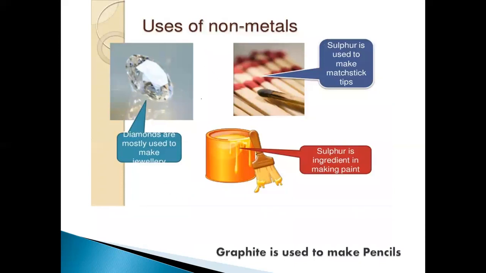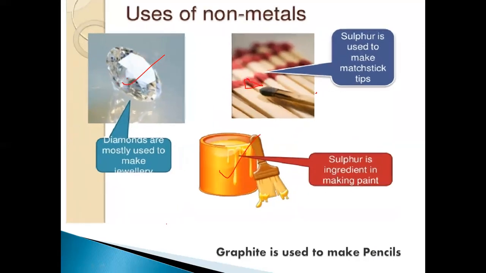If we see here some uses of non-metals, this is diamond, mostly used in jewelry and for cutting glass as well. This red one is sulfur, a coating of sulfur on the wooden stick, that is called a matchstick, and we use it for burning when we rub it against the sulfur. This is also a use of sulfur.